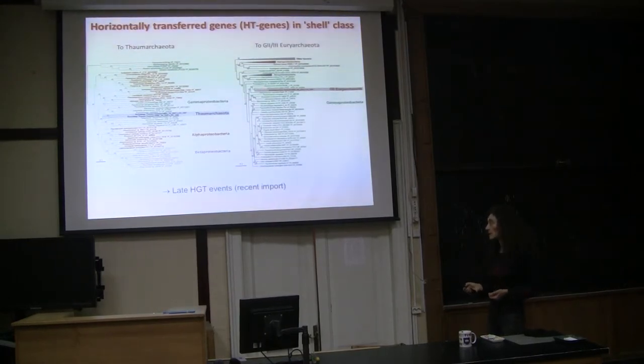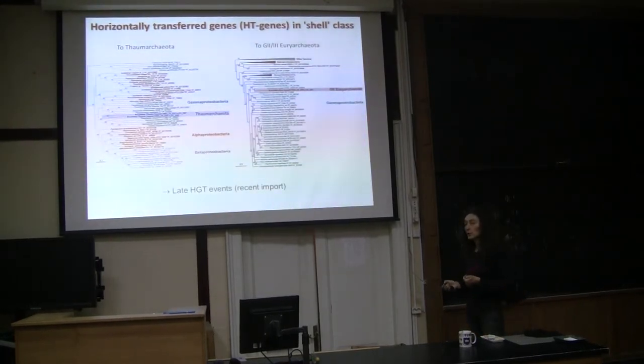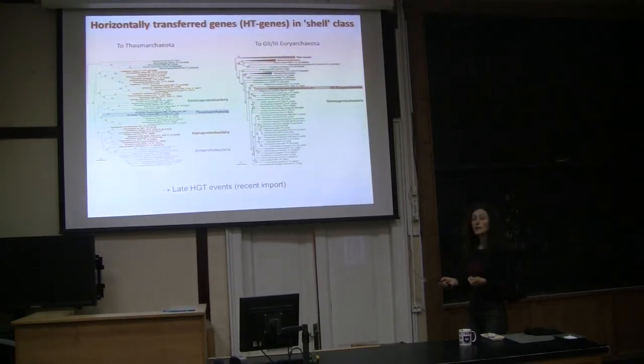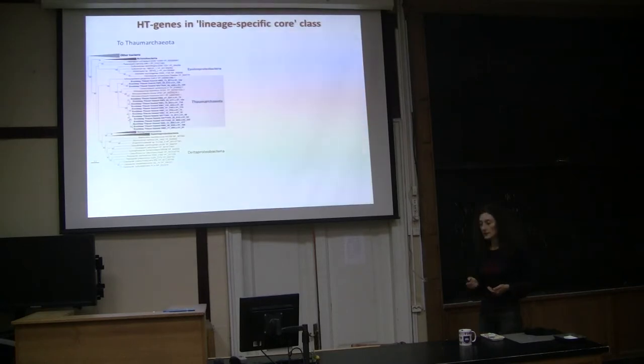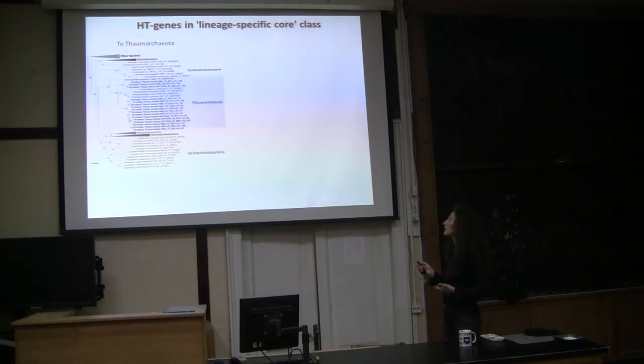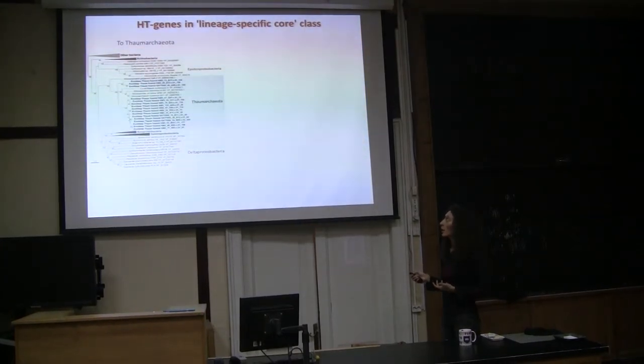So we consider this as late horizontal gene transfer events, a recent import, because these appear only in a few of our fosmids or genomes. But we also detected horizontally transferred genes in lineage specific core class, in this class. So for instance, here you have a case of a gene that is shared by all the Tomarchiota, including the reference genomes. So it was acquired by the ancestor of the whole group of Tomarchiota coming from bacteria.